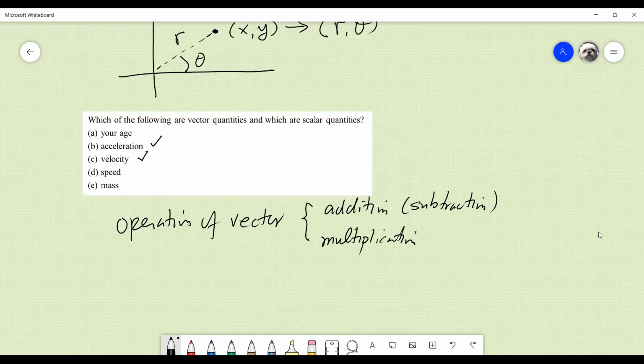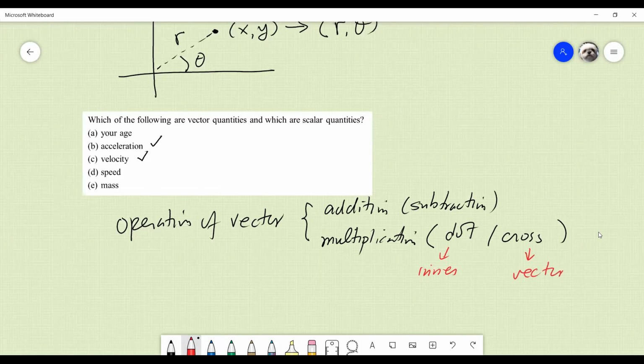By multiplication, we have two types. One we call the dot product, another we call the cross product. They also have different names. A dot product is also called the inner product. A cross product is also called a vector product. Good.